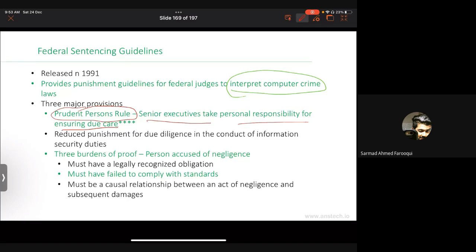You say APTs are much more sophisticated, and we were not able to thwart the attack this time. They attacked 10 times and we were able to thwart it, but the 11th time is something we couldn't take care of despite having all controls in place. That means you have taken due care, you have stopped them 10 times, the 11th time you are not able to, and you are not at fault. So the judges will say, okay, fine, prudent person rule, they have taken the right decision.